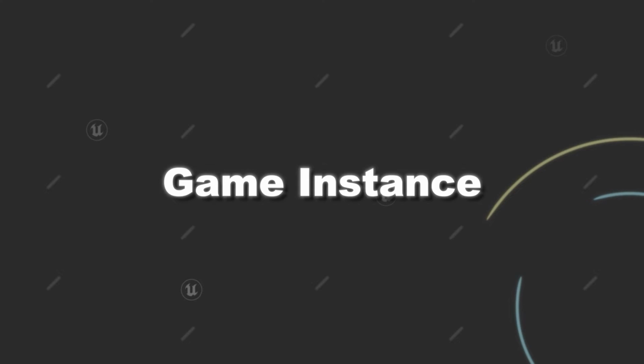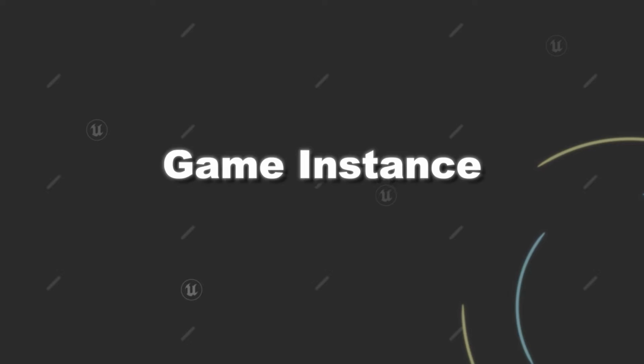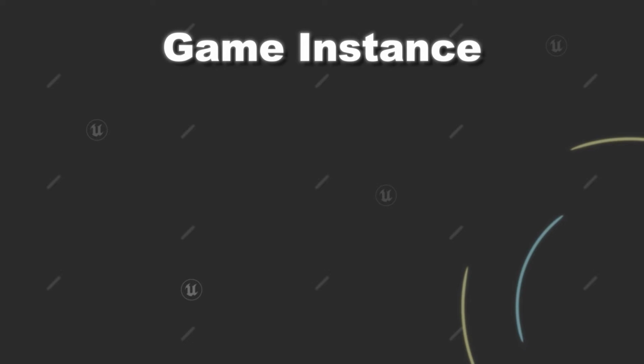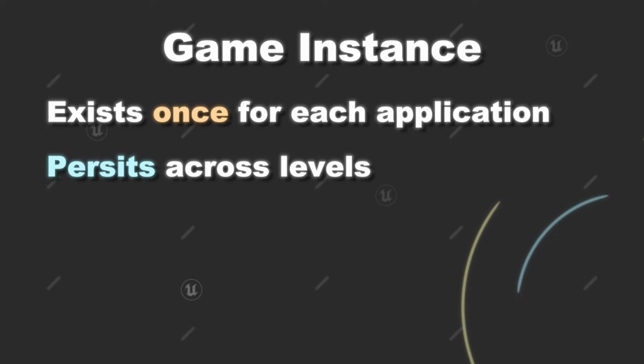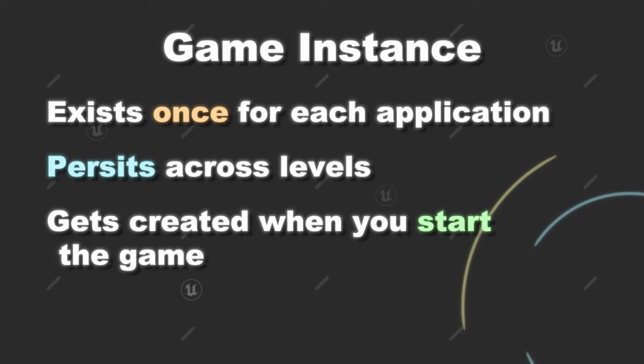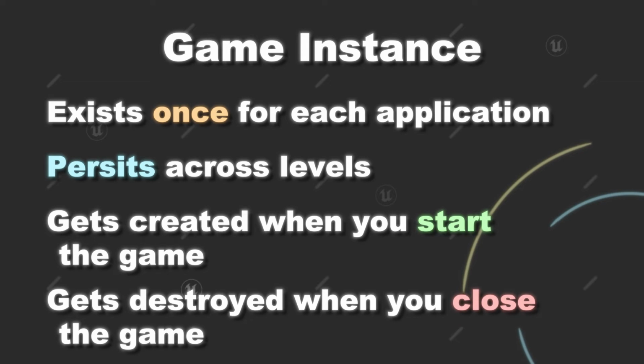In today's video, I will quickly explain to you the concept behind the game instance. The game instance is a core component of Unreal Engine and exists once for the application and persists across different levels. The game instance gets created when you start your application and gets destroyed when you close it.